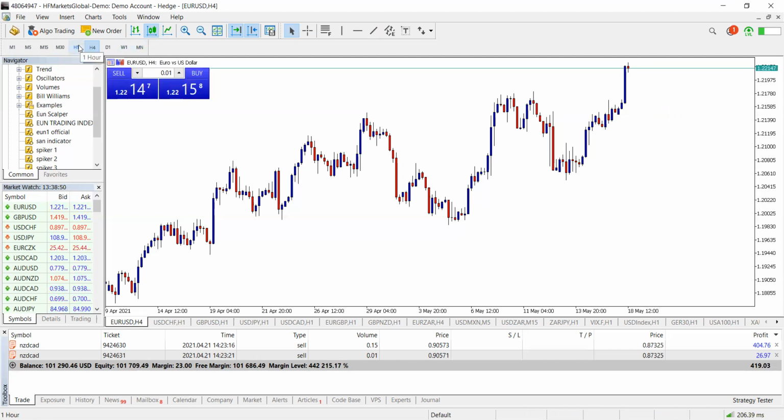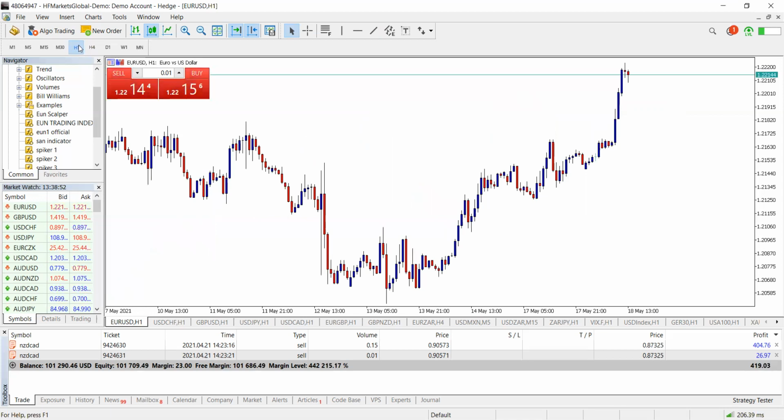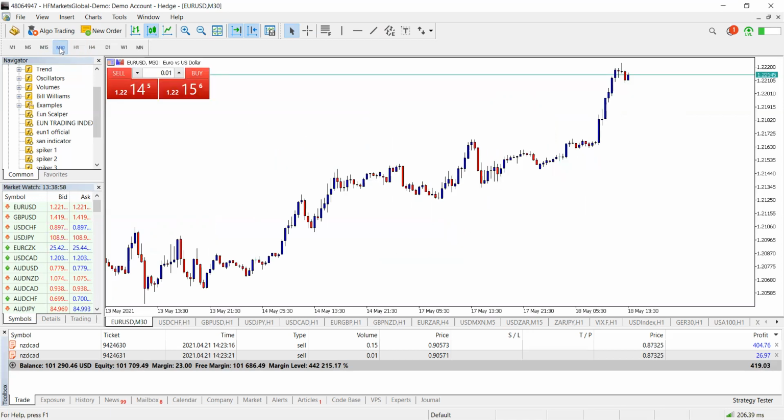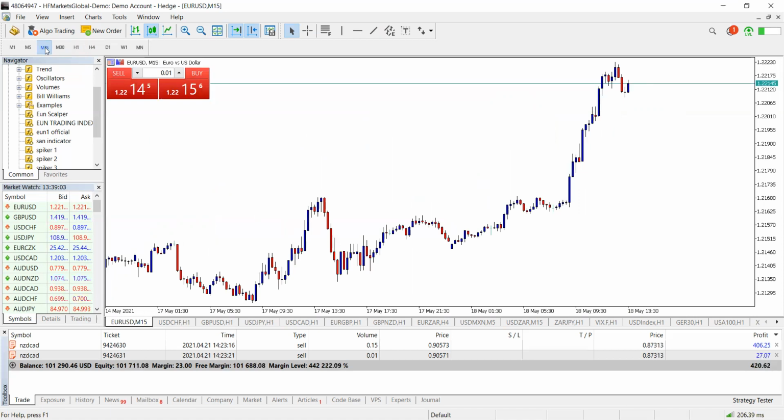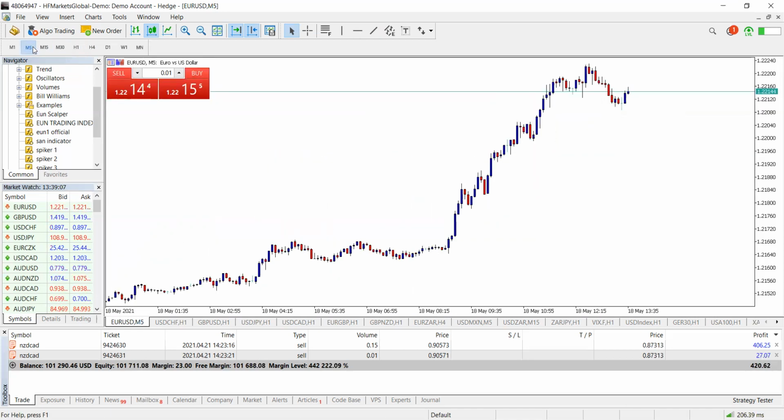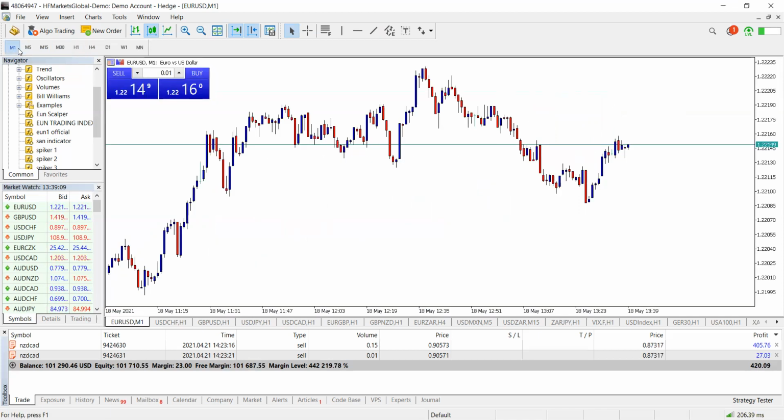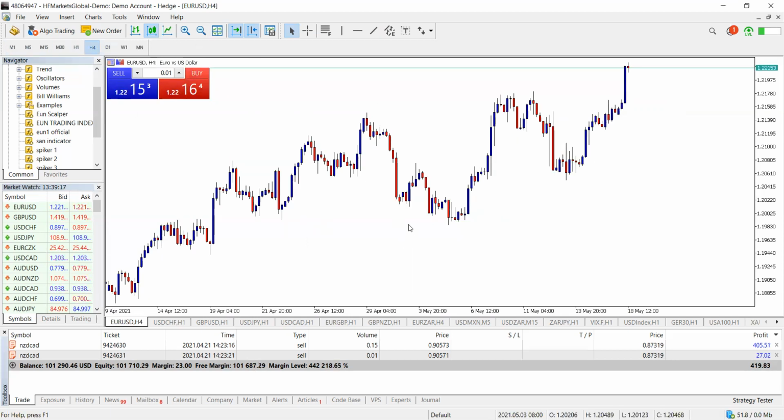So you see how if I come here, now it is showing me completely different things. If I come here, completely different information. If I come here, totally different. On this small time frame, it is more in sell than in buy. But on H4 here, it is more in buy than in sell.